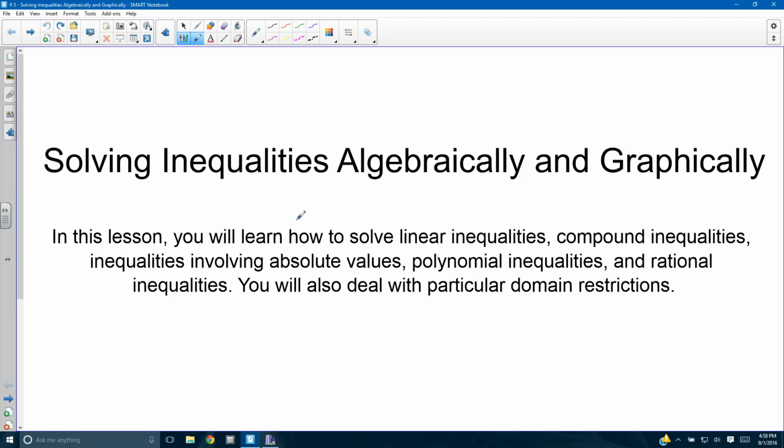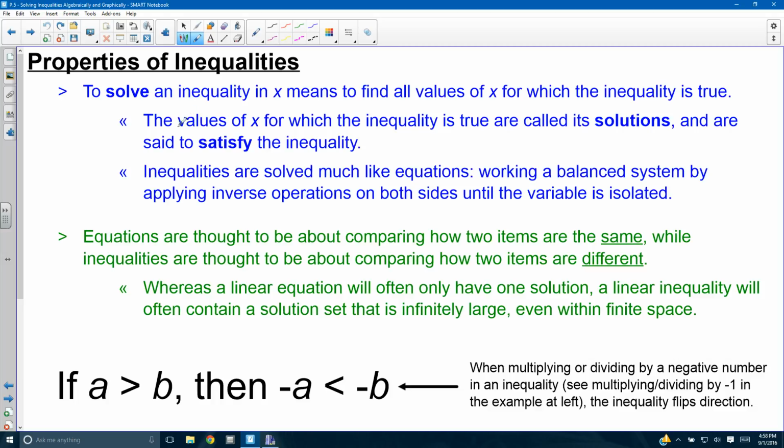Now, in this lesson, you will learn how to solve linear inequalities, compound inequalities, inequalities involving absolute values, polynomial inequalities, and rational inequalities. You're also going to deal with some domain restrictions, specifically in the rational inequalities. I'll talk a little bit about square roots as well, not having to do with inequalities, but you'll get a little bit of that as well. Okay, starting with some basic properties of inequalities.